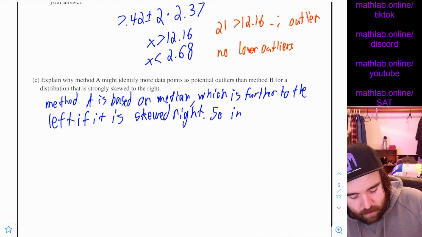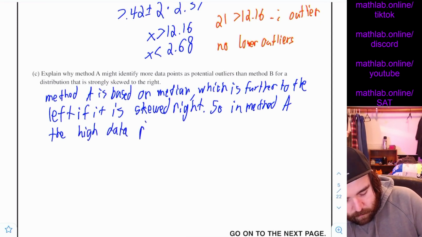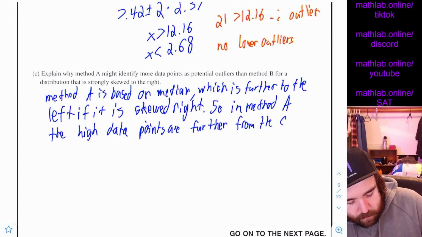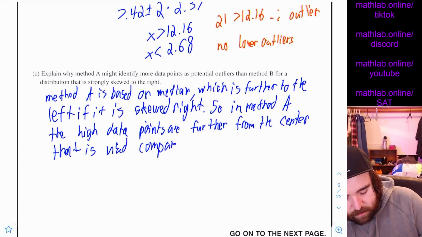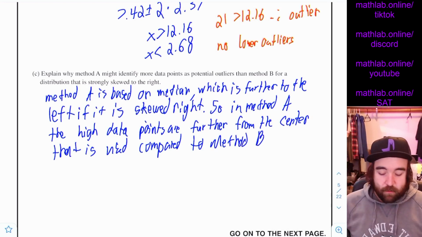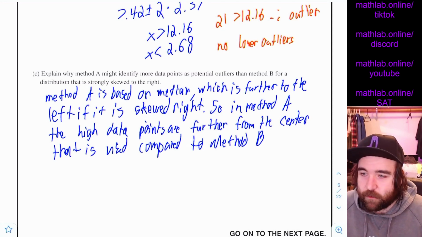So, in method A, the high data points are further from the center that is used compared to method B. Man, I've never really thought of that idea before. I never even used the second idea for standard deviation. So method A is based on the median, which is further to the left.